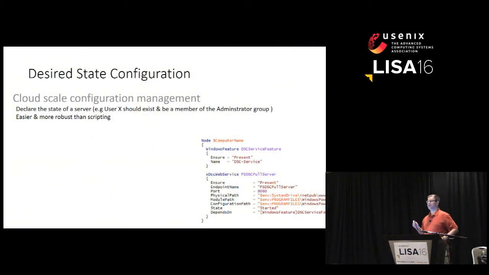So desired state configuration is really the key technology that allows us to do this cloud scale configuration management. A number of you are familiar with group policy, so let me just have the hard and crisp, clear conversation about group policy. Group policy is awesome and will continue for clients. It is not good semantics for servers. Desired state configuration is the configuration management for servers.